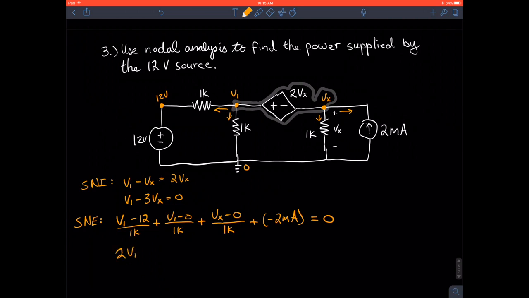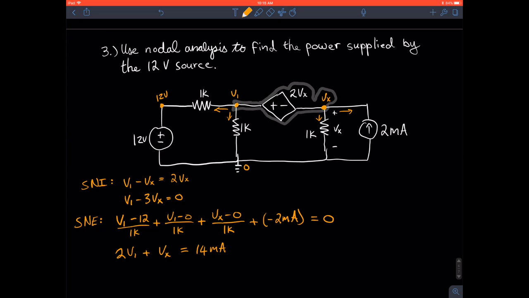So if we simplify this, you'll see that we have 2V1, and then we have 1Vx, and we also have a minus 12 over K and a minus 2 milliamps. So that's going to end up being 14 milliamps if we move it to the other side.